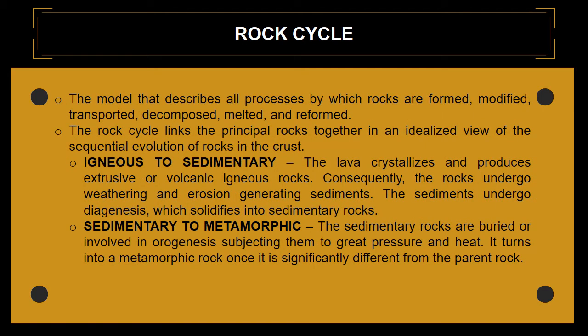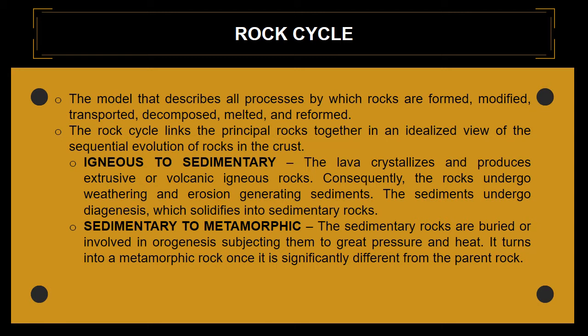So, we have the rock cycle. The rock cycle is the model that describes all processes by which rocks are formed, modified, transported, decomposed, melted, and reformed. Ito yung parang sabihin natin pudding, pero dito is yung cycle naman, kung ano lahat ng pinagdaanan ng bato. So, the rock cycle links the principal rocks together in an idealized view of the sequential evolution of rocks in the crust.